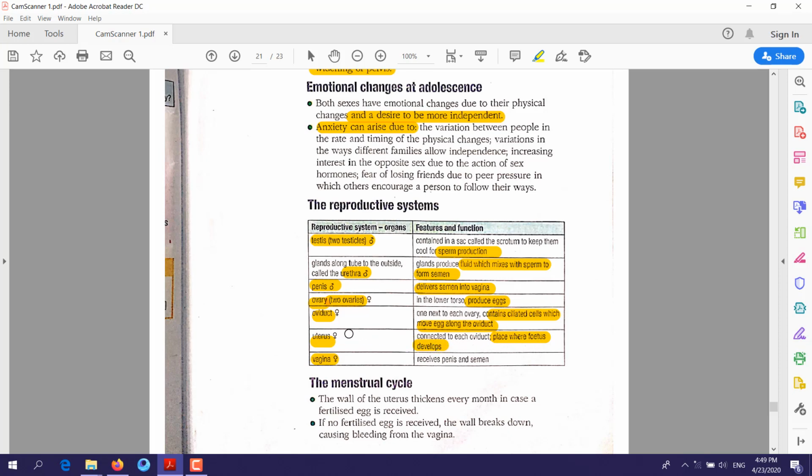Okay, what will happen in the oviduct? The sperms will fuse with the eggs to form the zygote. Then this zygote will move to the uterus, and here it will develop into a fetus. Then the vagina. The vagina is the organ in the female reproductive system that receives the penis and semen, which is the fluid plus the sperms.